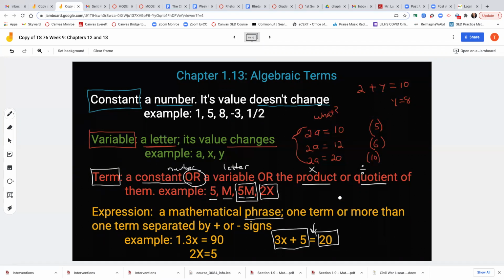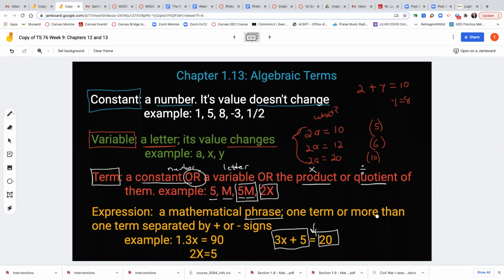Now, one way I think of it, because I'm an English teacher as well, is that I know that a phrase is not a complete sentence. A complete sentence has to have a subject and a verb and express a complete thought. And then it's a sentence. But you know, you can have a phrase that's only part of a sentence.